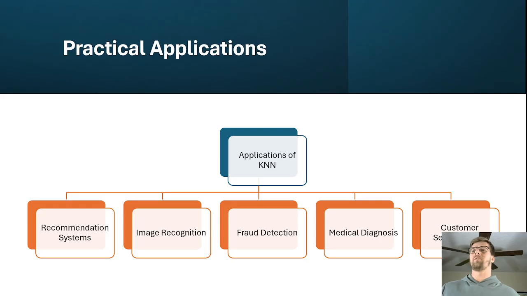KNN is widely used in domains where similarity between observations provides predictive value. For example, recommendation systems often identify users with similar behavior patterns. KNN can also be used in fraud detection, image classification, and medical diagnostics.